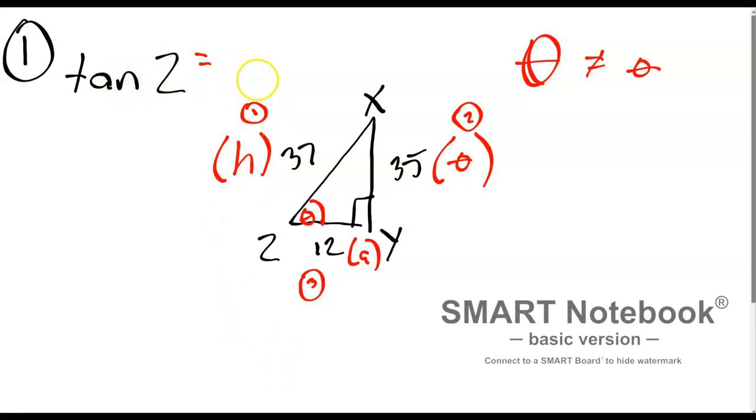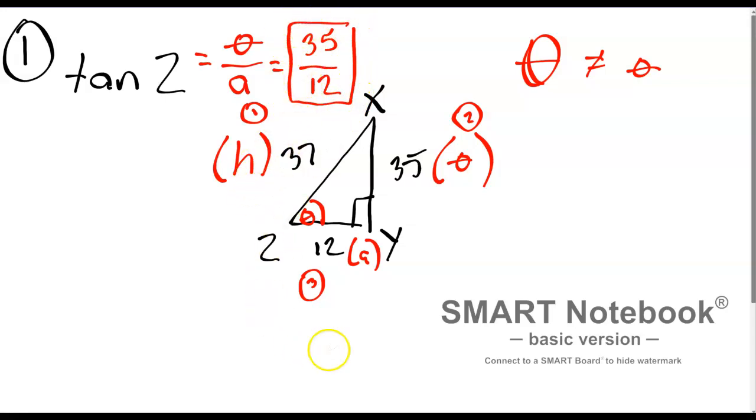Tangent, you look at your notes, and it's not opposite over hypotenuse, that's sine. It's not adjacent over hypotenuse, that's cosine. It's opposite over what? Adjacent. So now you just plug it in. So who's opposite? This one, 35. And who's adjacent? 12. Done. In case you're kind of messy, just box it in and you'll be done.